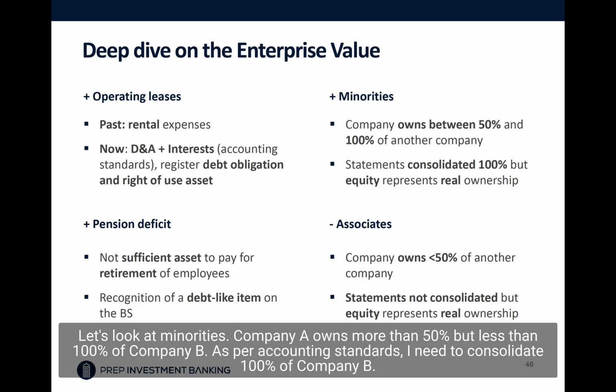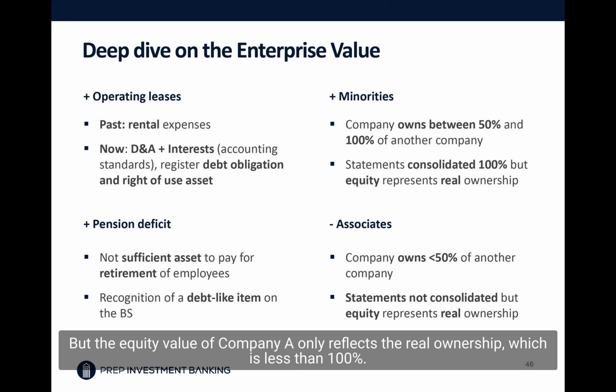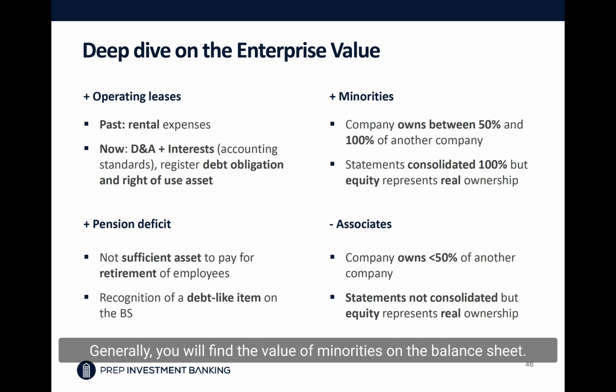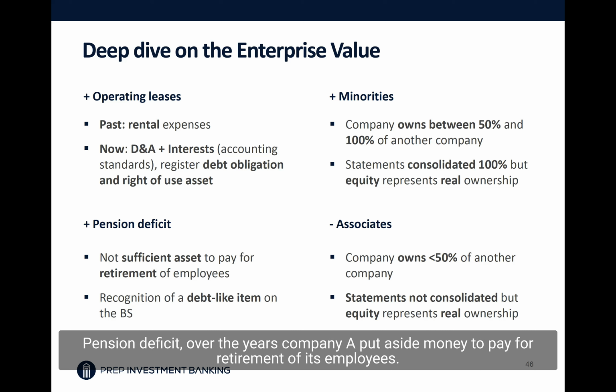Let's look at minorities. Company A owns more than 50% but less than 100% of Company B. As per accounting standards, I need to consolidate 100% of Company B, but the equity value of Company A only reflects the real ownership, which is less than 100%. In order to give investors the true representation of the value of Company A, I will need to fill the gap, including the remaining portion of equity of B I don't actually own. Generally, you will find the value of minorities on the balance sheet.